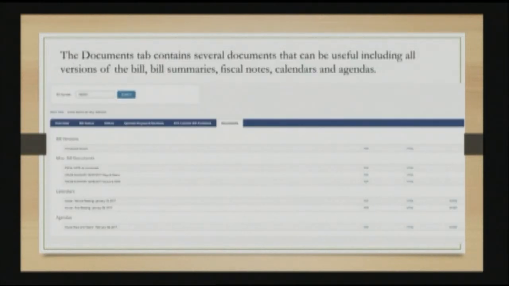Okay, so the last tab, and probably the one that you guys would use the most, is the Documents tab. I tried to pick a bill with not very many documents. This one didn't get very far because it will be pages sometimes. Summaries from House and Senate research staff, any amendments offered, any amendments adopted, fiscal notes if someone wants to know what the fiscal impact is, calendars, agendas, every document on a bill is on this tab.